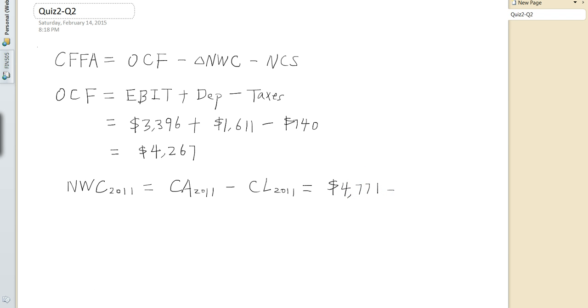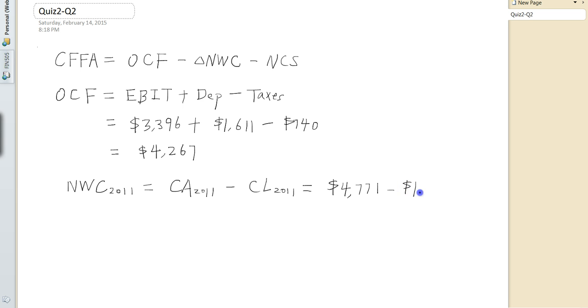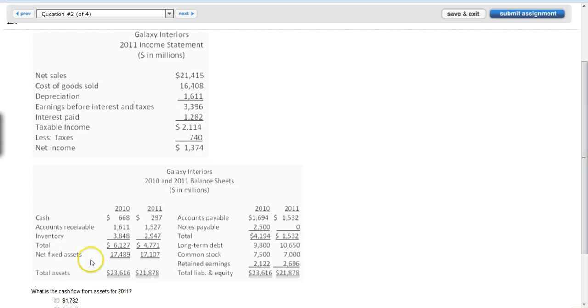So 4,771 minus current liabilities. That's 1532. Since this is very simple, I just use my head. So that's basically 3,239. And net working capital for 2010, similarly, is current assets for 2010 minus current liabilities for 2010, and then find the numbers.